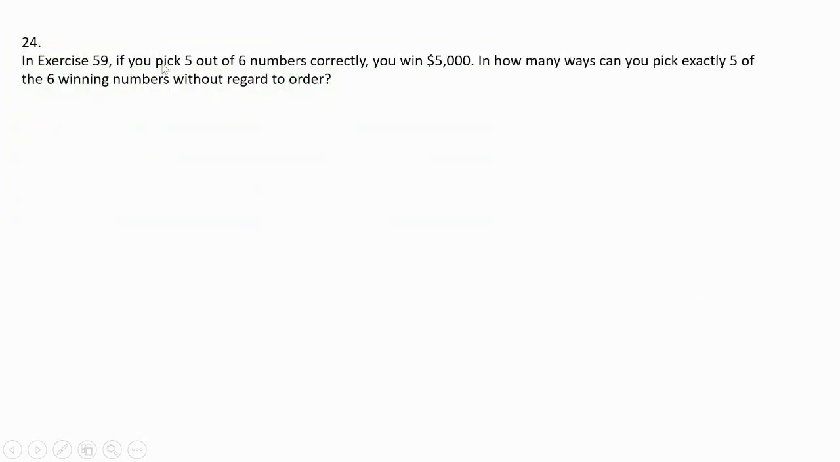In exercise 59, if you pick 5 out of 6 numbers correctly, you win $5,000. In how many ways can you pick exactly 5 out of 6 winning numbers without regard to order? So here we go. That means combination. But this is a little bit trickier than the one before because it says 5 out of 6 numbers correctly. So 5 out of 6 numbers is going to be 6 combination 5, because you want to get the 5 out of the 6.